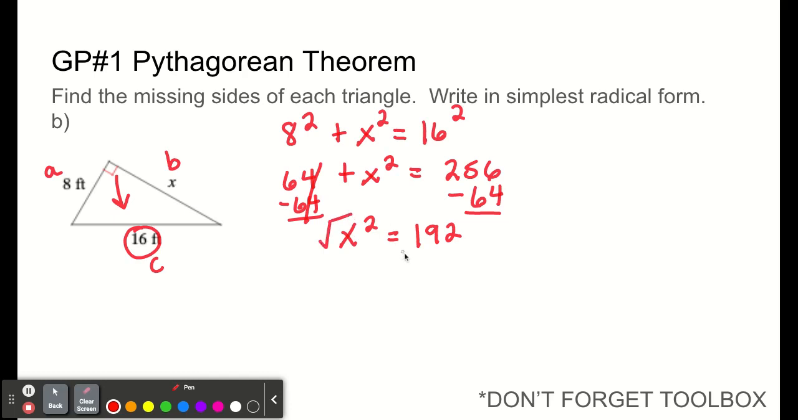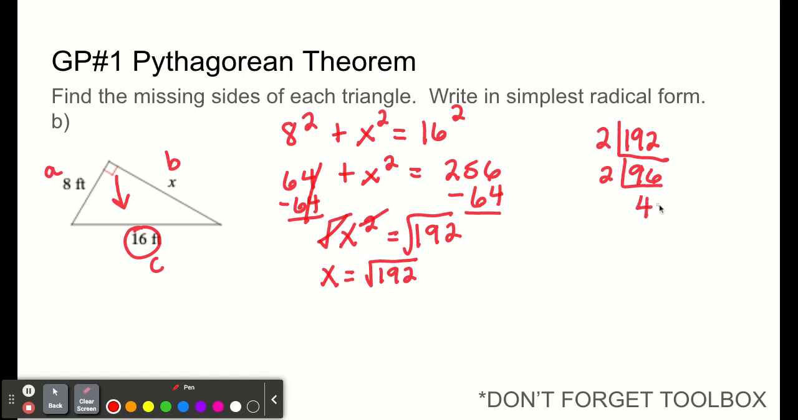Again, to get x by itself, we will square root both sides, giving us x is equal to the square root of 192. Take that value, see if we can simplify it. So 192 divided by 2 is 96. Divided by 2 is 48. Divided by 2 is 24. Divided by 2 is 12. Divided by 2 is 6. Divided by 2 is 3. And divided by 3 is 1.